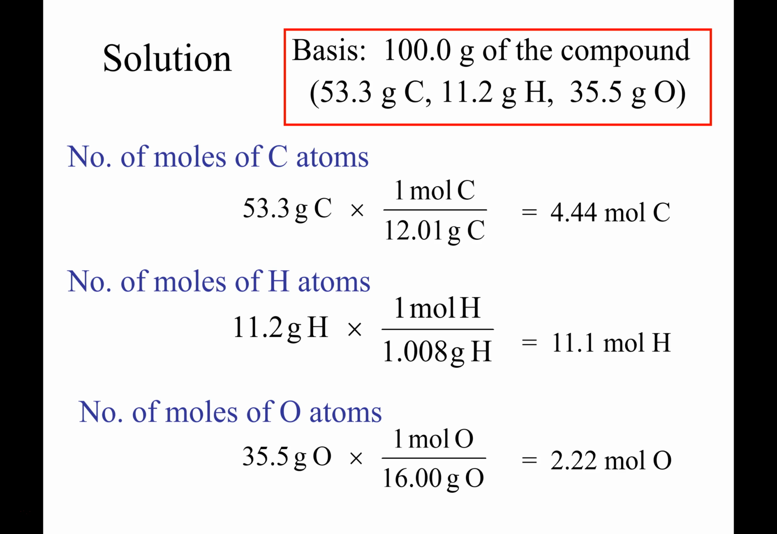So this actually is sort of getting us down the road. Now we need to scale these so that we have whole numbers. And what you're going to see on the next few slides, and what I'm going to do for the second problem, is that you divide by the smallest number. So the smallest number I got here is 2.22.